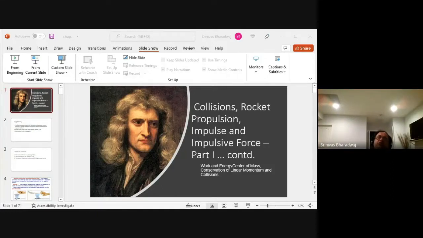The change of the momentum is called impulse. Okay, so there is that idea. So when two bodies collide, one transfers some of its momentum to the other, right? So this is the idea of collisions.